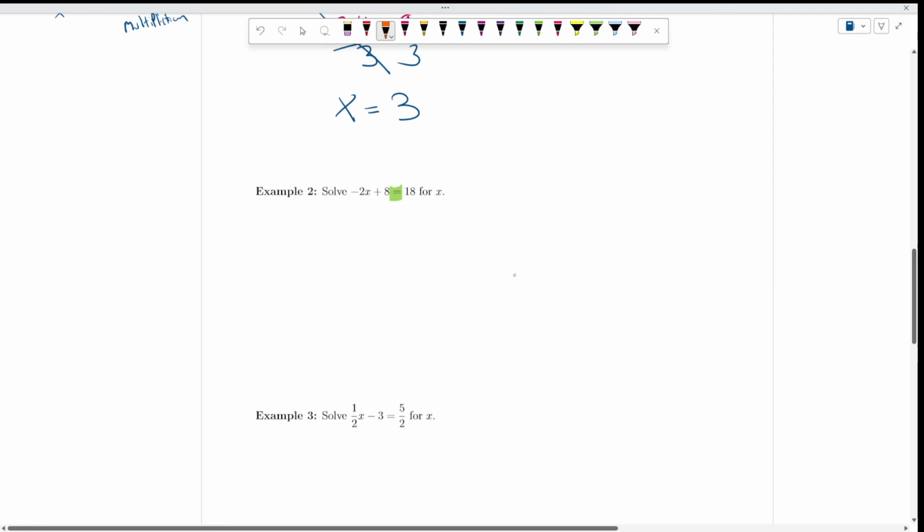Alright, the next step here. I got negative 2x plus 8 is equal to 18. Well, I'm going to try to get x all by itself as best as I can. So I'm going to subtract 8, subtract 8. Negative 2x is equal to 10.